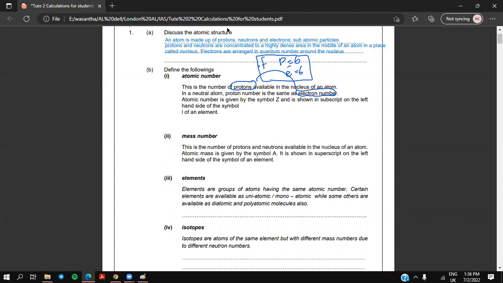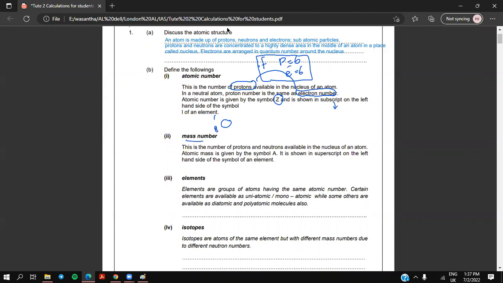Atomic number is given by the symbol Z and is shown in subscript. Subscript means written below in small letters on the left-hand side of the symbol of an element. One simple example is oxygen. Here I write oxygen 8.